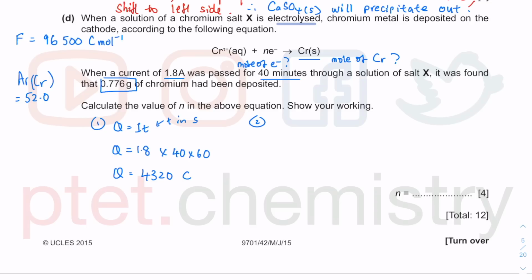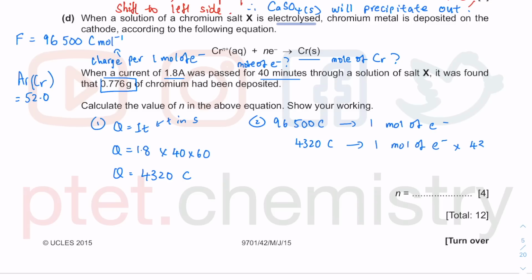If I have the Faraday constant, what does the Faraday constant mean? It is per 1 mole of electrons. It is the charge for 1 mole of electrons. So if I have 96,500 coulomb, that is for 1 mole of electrons. If I have 4320 coulomb, how many moles of electrons do I have? That is a direct proportion question. So 4320 coulomb divided by 96,500 coulomb.